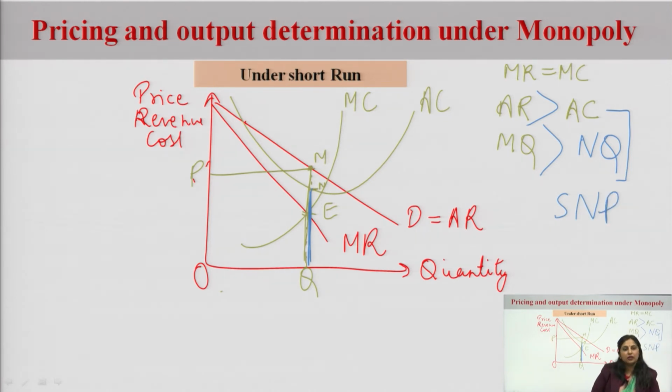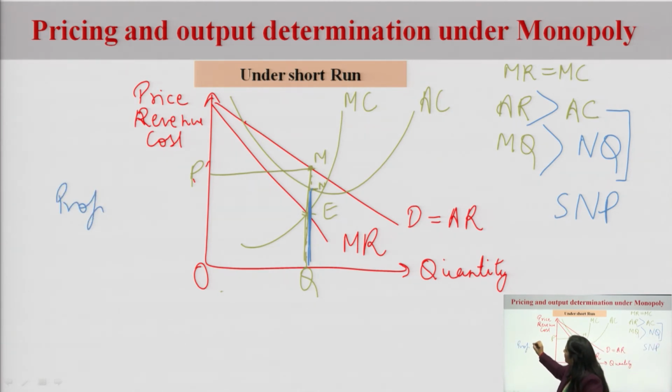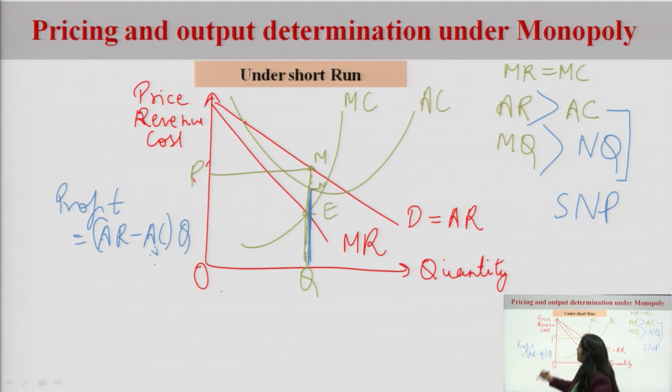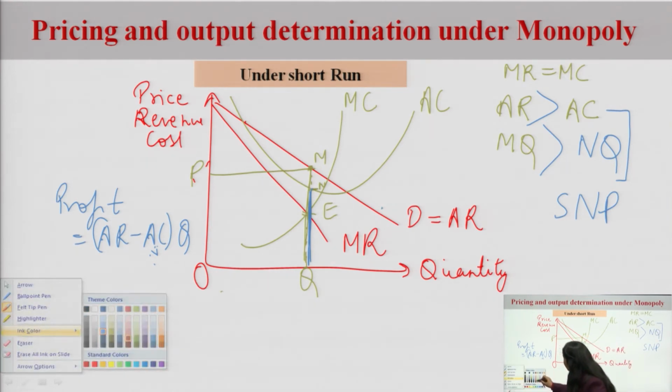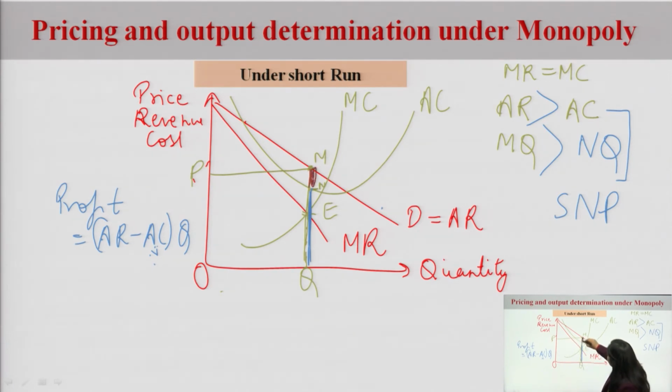Now, if I ask you what the profit is, what is the formula to calculate profit? It is very simple: profit is equal to average revenue minus average cost. This is the profit per unit. If we multiply it by the quantity sold, it will be equal to the total profit. I denote this profit per unit in pink color.